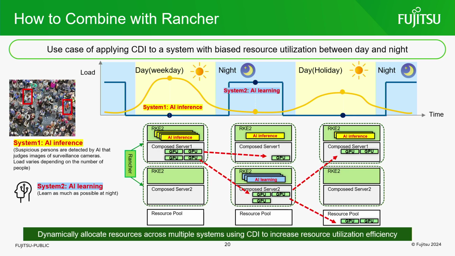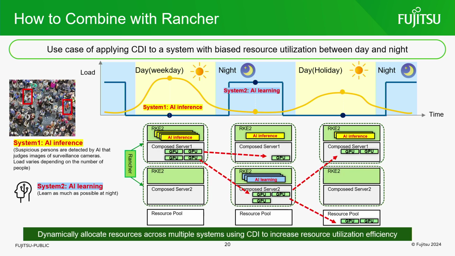And finally, this is how to combine with Rancher. This is a use case of applying CDI to a system with various resource utilization between day and night. There are two systems. First is an AI inference system, and second is a machine learning system.